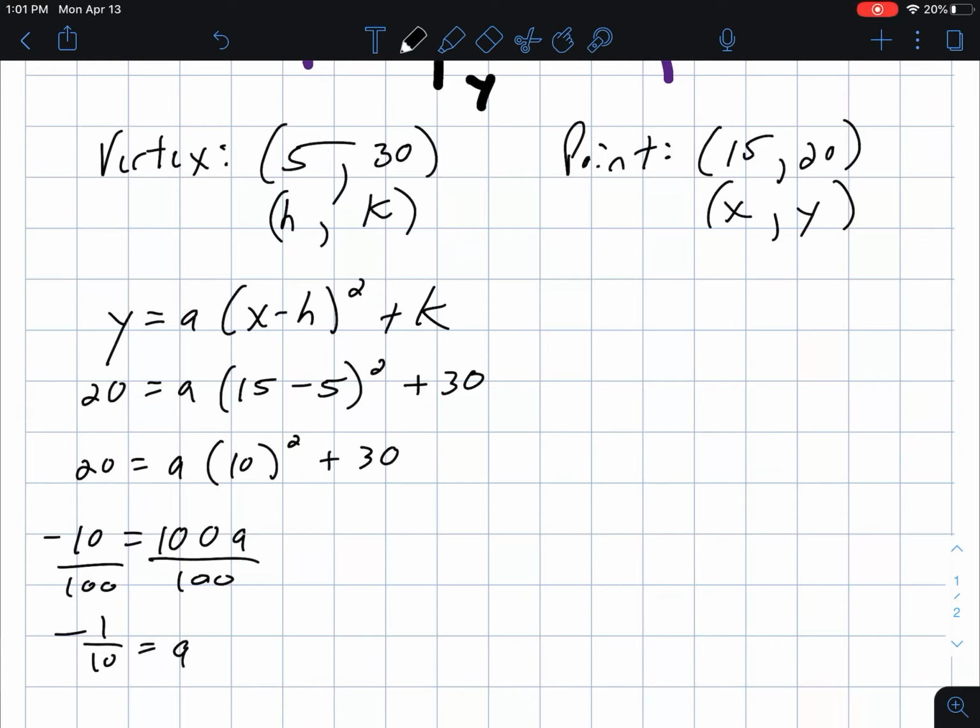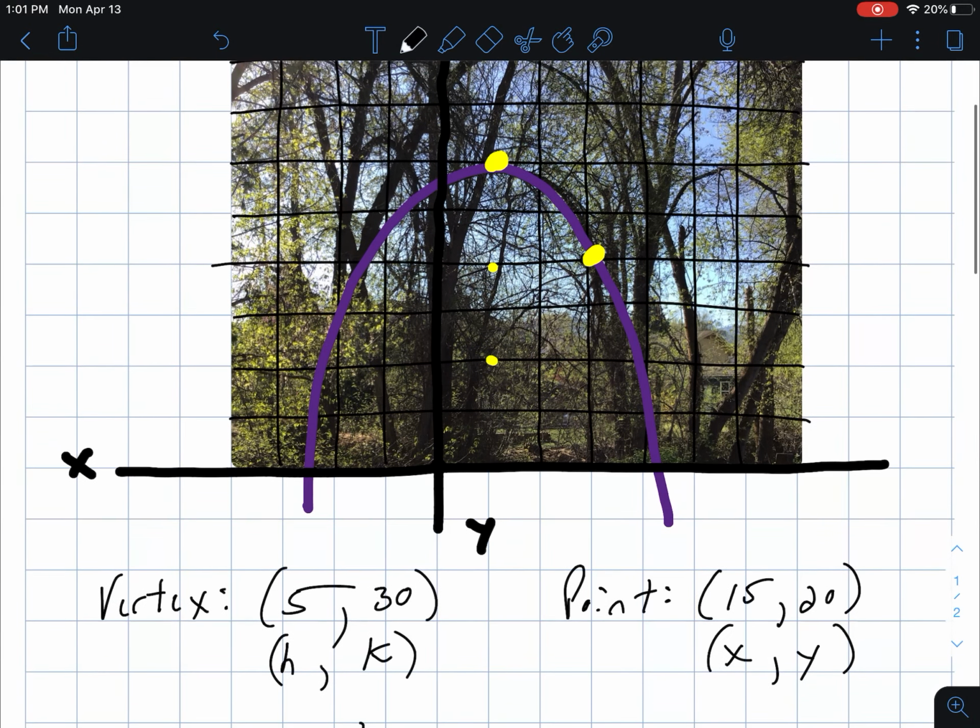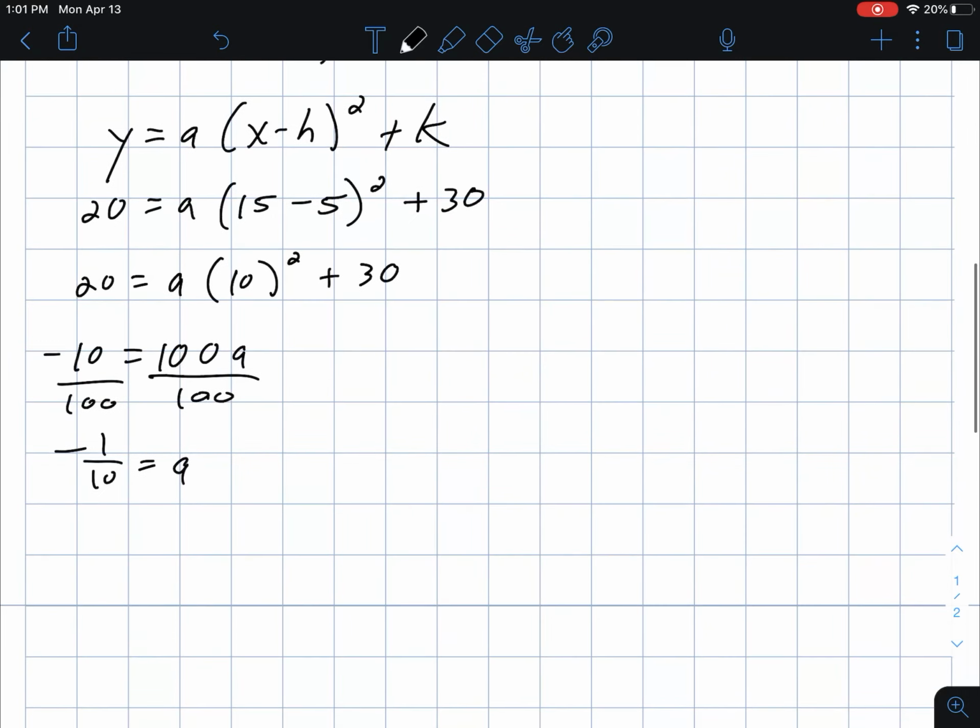And the negative should make sense, right? My graph there is opening down. It's a negative 1/10, which would be a vertical shrink, which this does appear to be a little bit. It's a little bit wider than typical. So that then allows me to get to my vertex form right there. So that's your vertex form already.